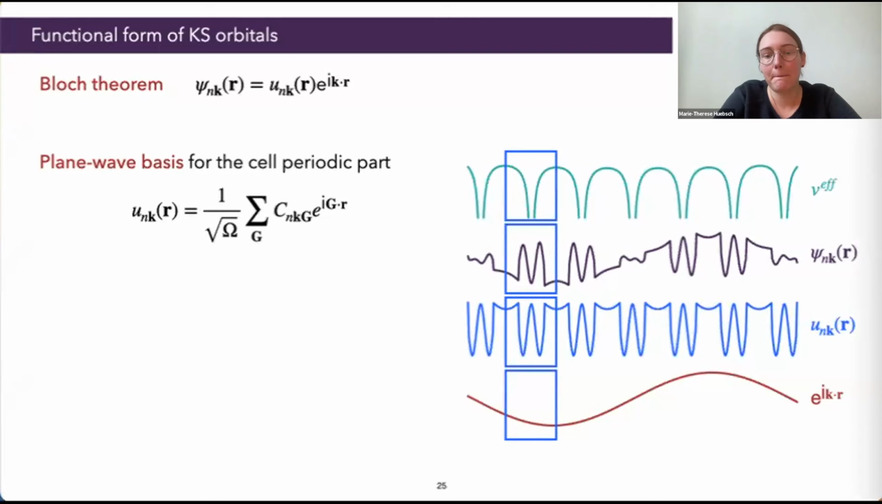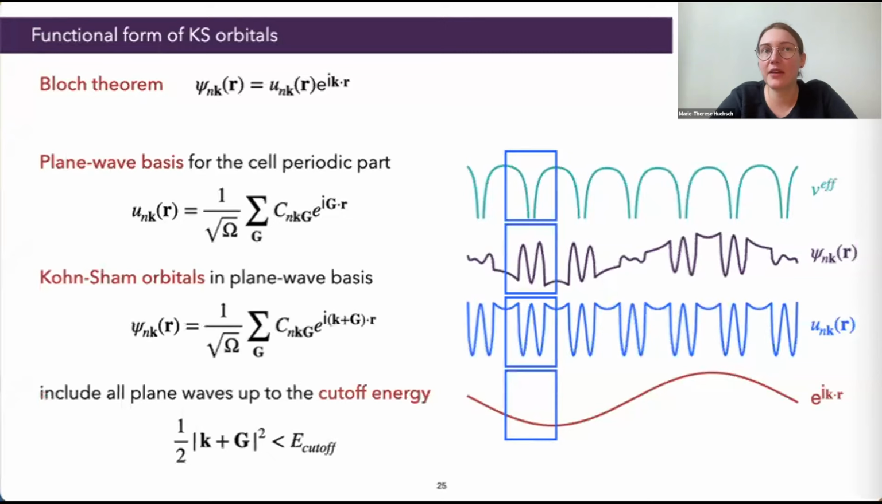The Kohn-Sham orbitals in the plane wave basis are written like this. So c_nkG are Fourier components, and the exponential comprises two reciprocal vectors, G and K. The sum over G would have to go up to infinity in order to form a complete basis. But of course, that is not computationally feasible. Instead, we introduce some sort of cutoff. This cutoff energy should be high enough to include fast oscillations in the cell periodic function u.